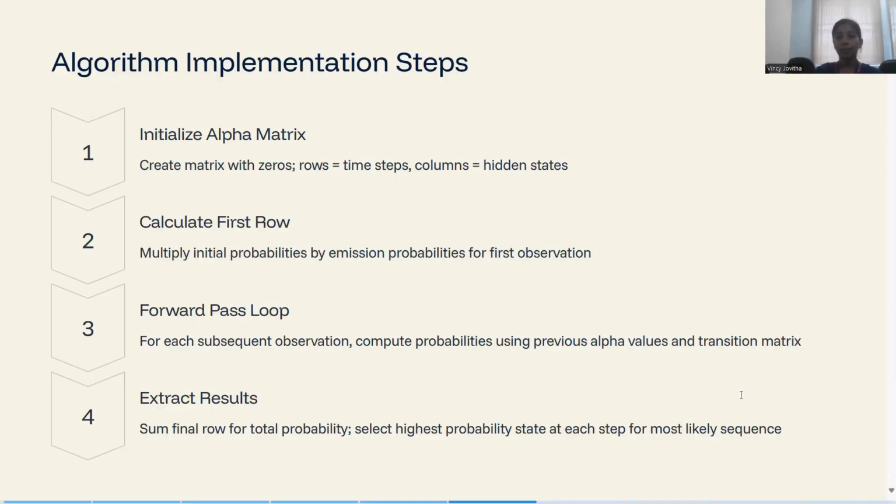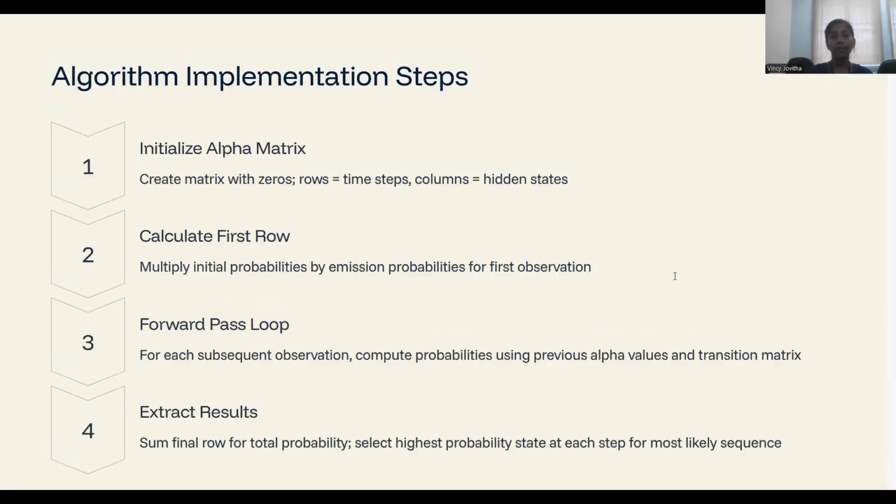The next step is to extract the results, where we sum the final row for the total probability, and we select the highest probability state at each step for the most likely sequence.